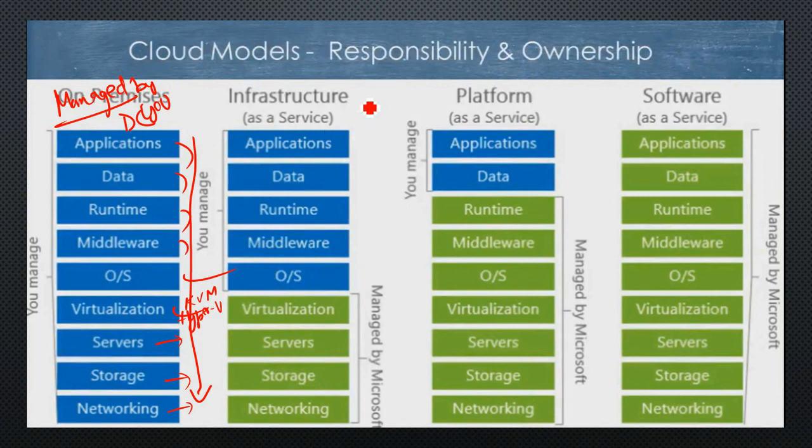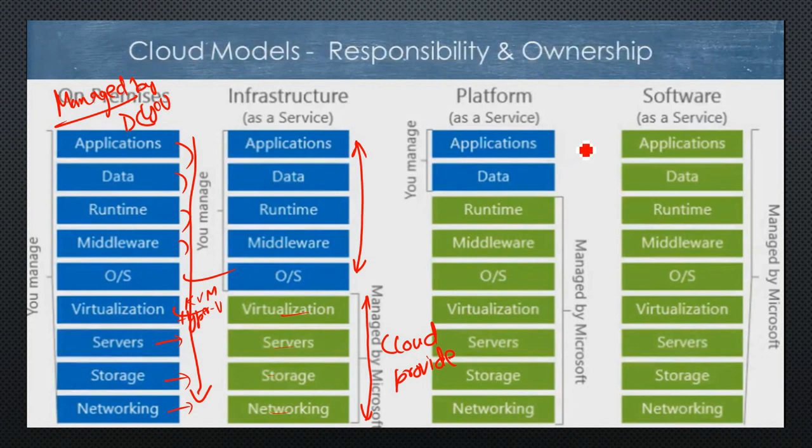But if you go for IaaS, that is infrastructure as a service, the green part is managed by the cloud provider. You manage only the upper things, and the virtualization part, server part, storage part, and networking part are the responsibility of the service provider, whether it's Microsoft, Google, or AWS.